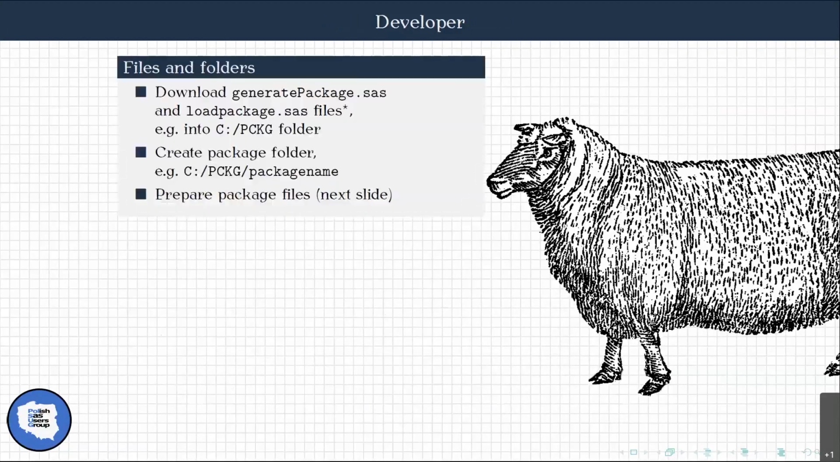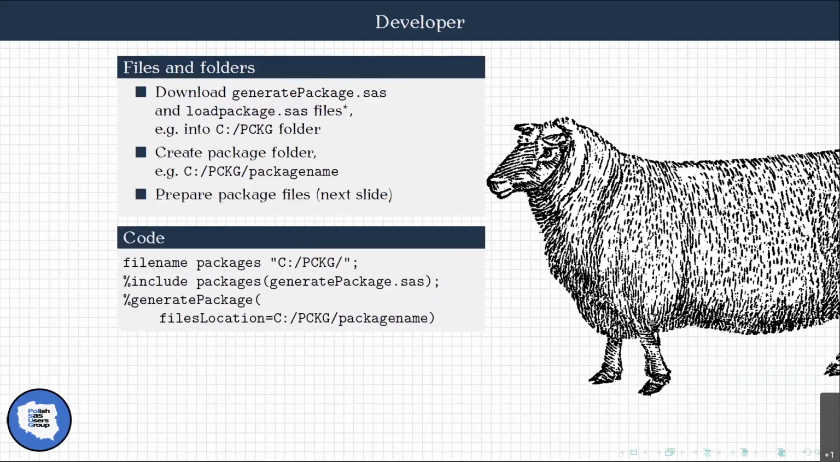The first one is files and folders. The developer has to download the framework, so both parts of it: the generate package SAS file and the loadPackage SAS file. Again, here's this little asterisk. So this is a second wink to SAS Institute. Maybe you would like to incorporate this solution in SAS. Then, if a developer wants to create a package, there's a need for a folder in which the package files will be stored. And that's the last step here. Details about how these files should look, I will share in the next slide. But assuming that we already have the framework downloaded and the package files prepared, what should the developer do to create a package? Just run 3 lines of code.